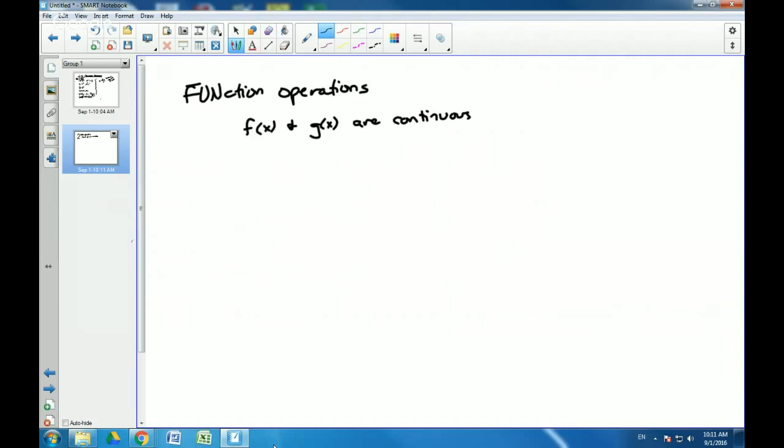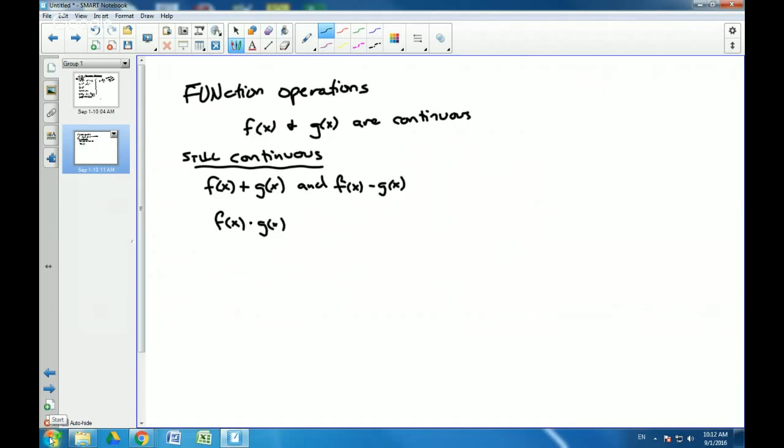Function operations. So if I know that f is continuous and g is continuous, if I add them together, what happens? Is the new function still continuous? What do you think? Intuitively? Yeah, so f of x plus g of x and minus, so these are still continuous. How else do we combine functions? Multiply? That works. Still continuous. So x times sine x, you can say it's continuous because we know that each of those are.